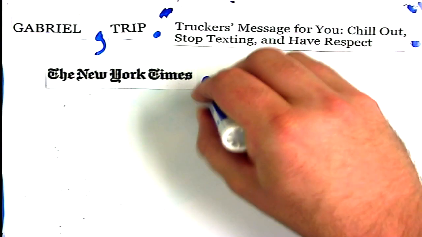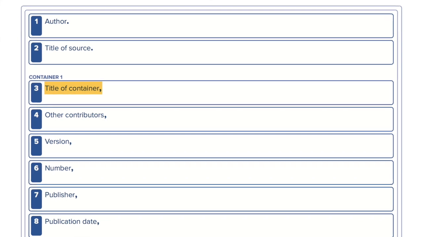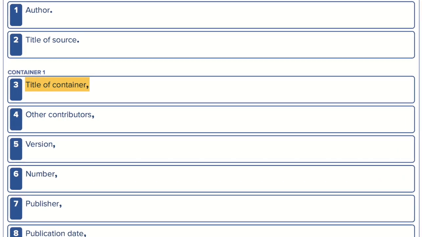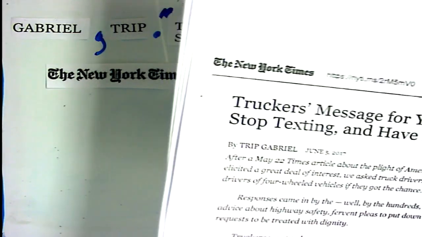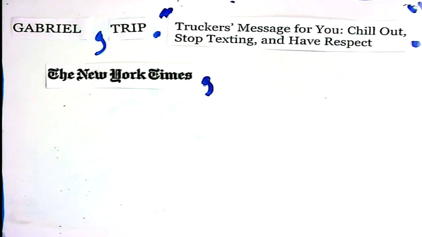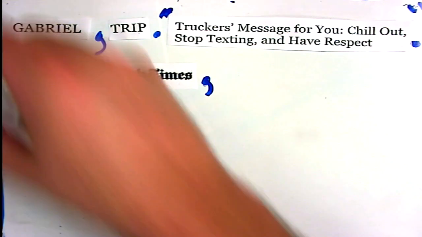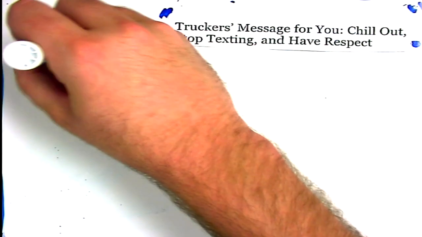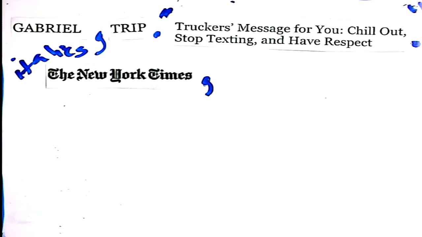So that is the name of the container, if you will, using the parlance of MLA. The container is the New York Times. You don't have to say New York Times Online. You don't have to say New York Times Database. You just say the New York Times. That's it. And it is in italics. Now, I put a comma here, and everything else is now going to describe the container.